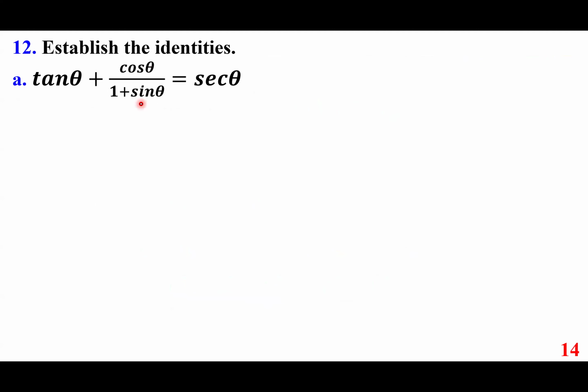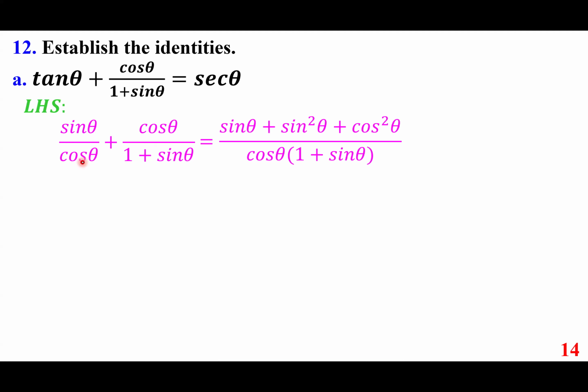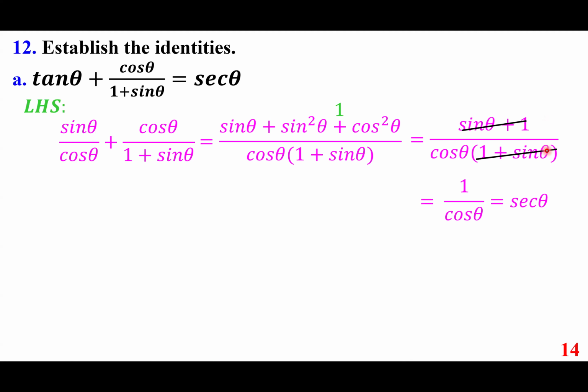Tan of theta plus cosine over 1 plus sine is secant theta. We start with the left-hand side, the more complicated side, and we change everything to sine and cosine. So tan theta becomes sine over cosine. Now you take a common denominator, which is the product of these two. And so this becomes sine times 1 plus sine theta. So you multiply these two, you get sine theta plus sine squared. You multiply these two, you get cosine squared. So I'm simply taking the common denominator. Sine squared and cosine squared adds up to 1. Therefore, we can drop this with this, and we get 1 over cosine, which is secant theta. And that's the proof.